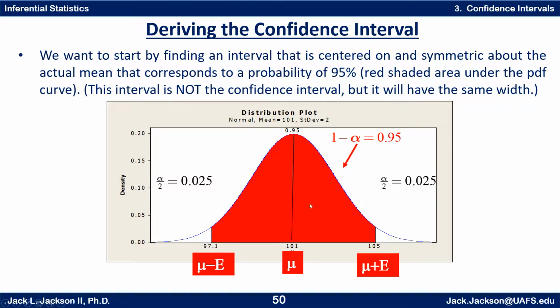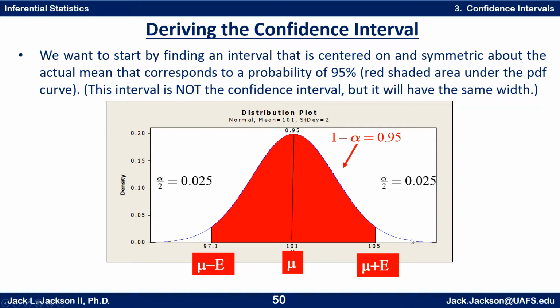But notice a couple things that we can see here. Notice that the red area is centered on the mean and has a value of 1 minus alpha equals 95% or 0.95. This leaves 1 minus that, or 0.05, for the unshaded area. But because of the symmetry of the distribution and the fact that this interval is centered on the mean and the distribution is centered on the mean, the remaining 5% is equally divided into the two tails, leaving alpha over 2, which is 0.025 or 2.5%, in both the left tail and the right tail.